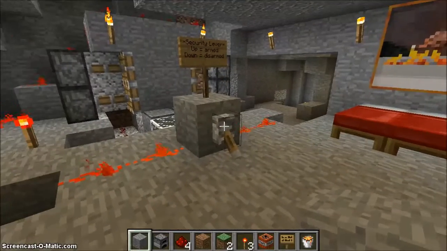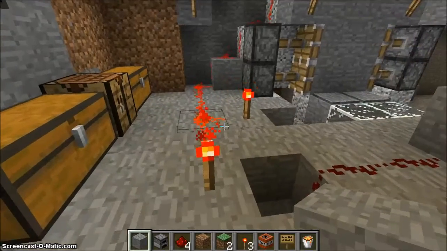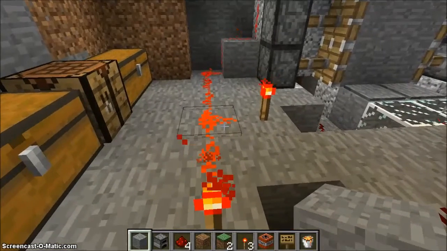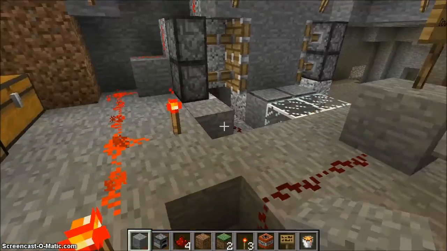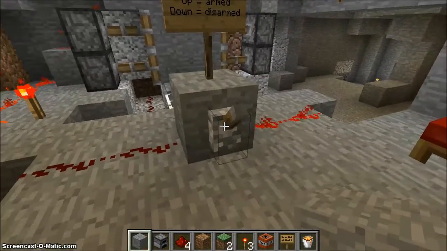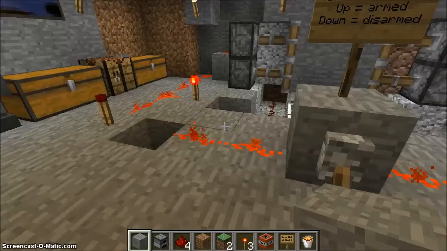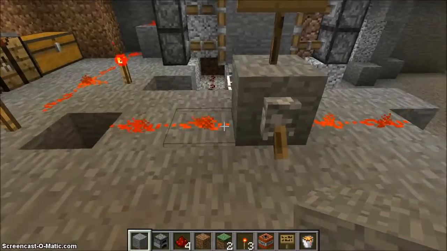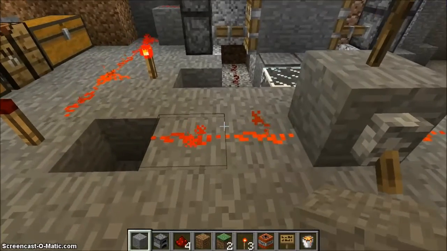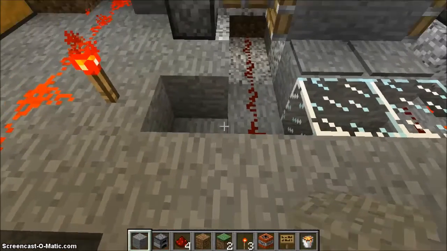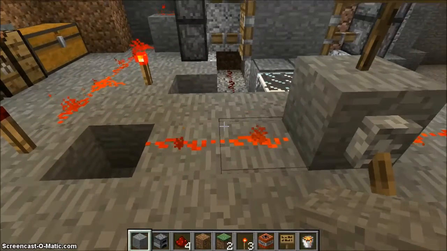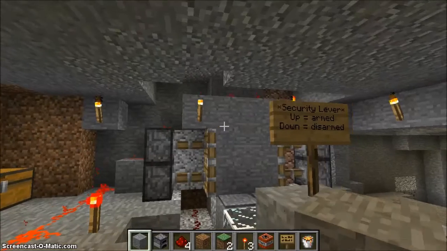For instance, if I turn it off, then this torch will be on and the pistons will be powered and extended no matter what this other torch does. So it's basically ANDing this signal from the lever with this signal from the pressure plates, meaning both have to be active in order for the door to open.